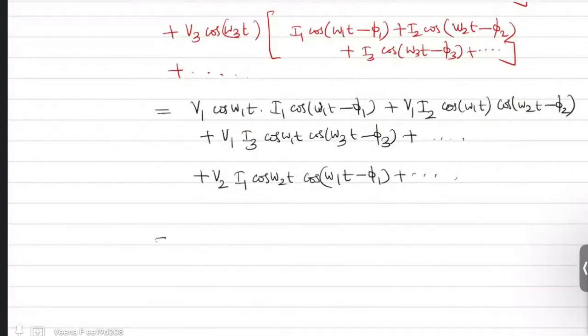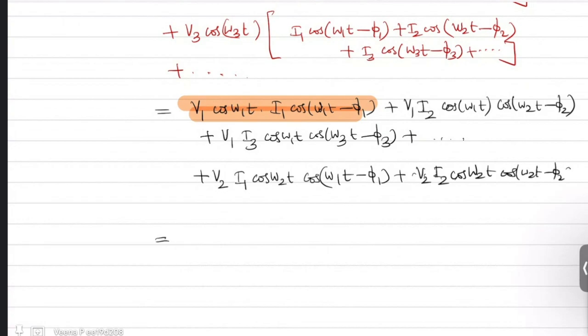Now these terms which I am marking with orange belong to the same frequency component. So here it will be V2 I2 cos omega 2t cos(omega 2t minus phi 2) and so on. So these are similar frequency terms and the others are dissimilar frequency terms. Now the similar frequency terms, this will become V1 I1 cos A cos B. What is cos A cos B? Can someone tell me?